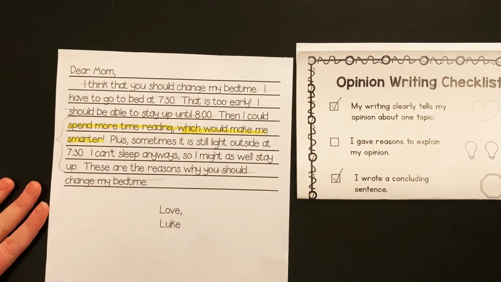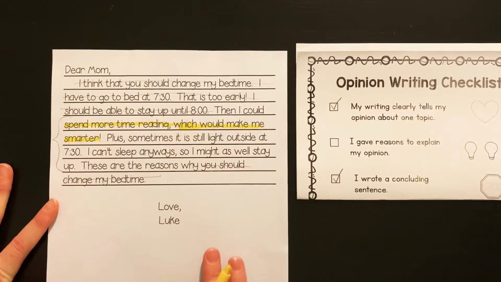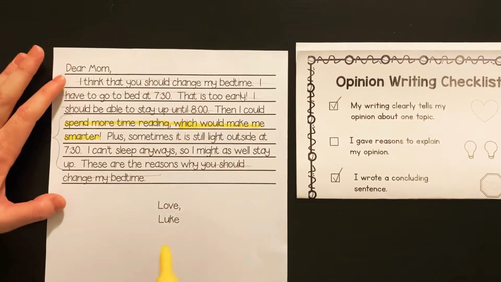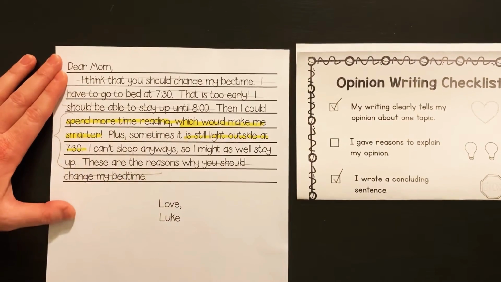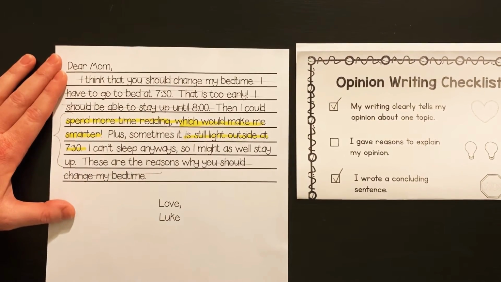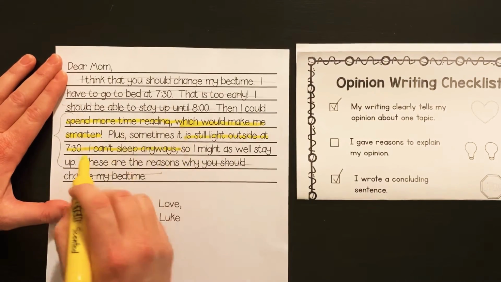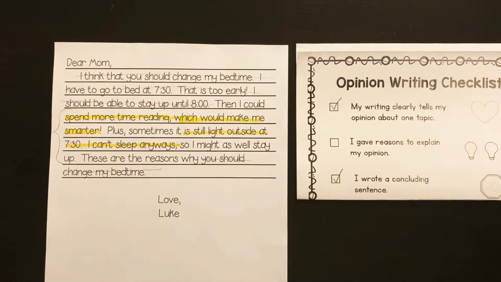And then in the second sentence here, it says, plus, sometimes it's still light outside at 7:30. I can't sleep anyway, so I might as well stay up. So he says there's a problem, right? It's still light outside at 7:30, right? And so he's saying, I can't sleep anyways, so I might as well stay up. So if he's trying to go to bed, it doesn't make sense for him to sleep when he can't sleep. Yeah.